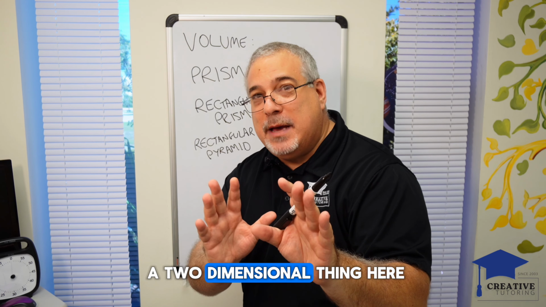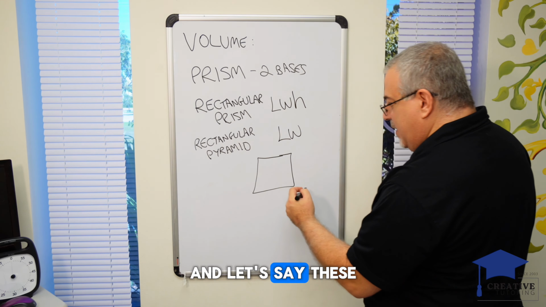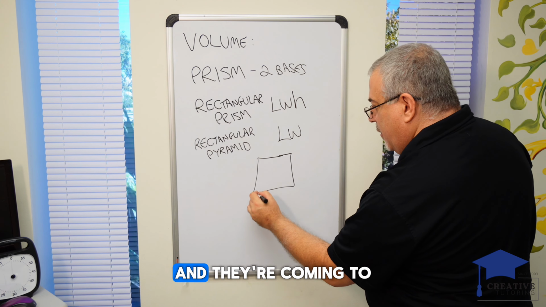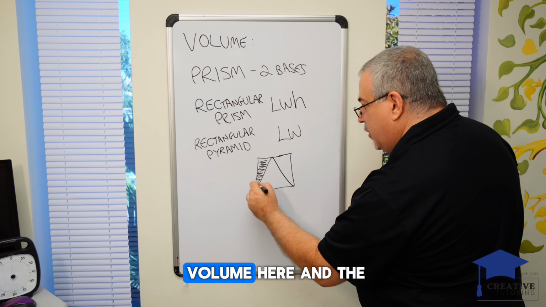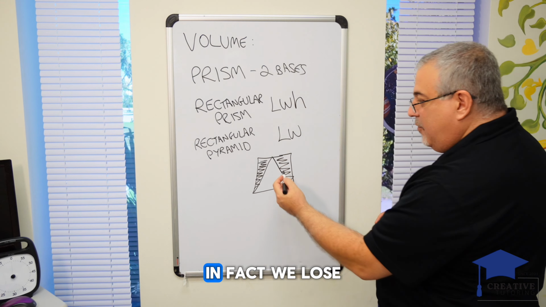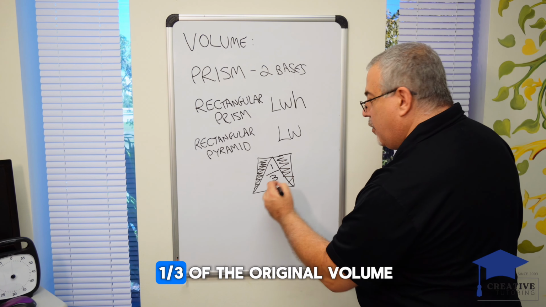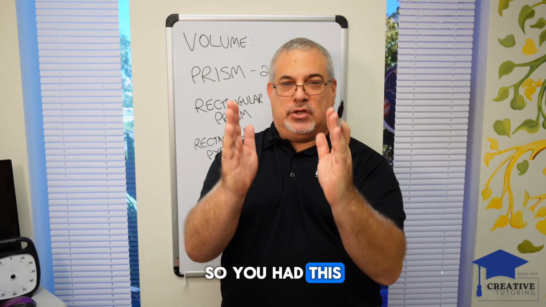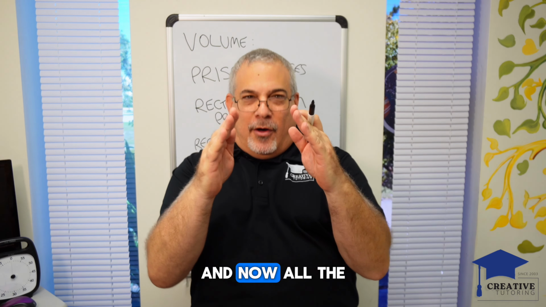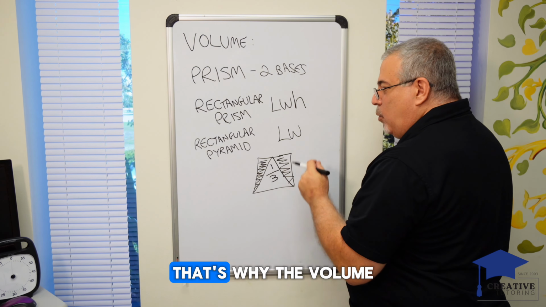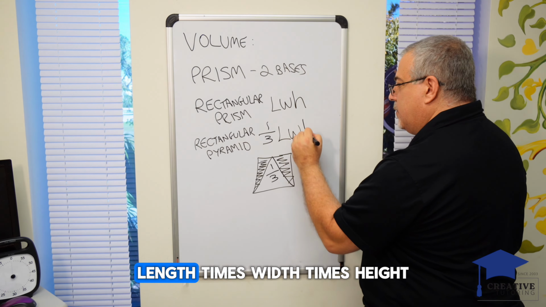Now I'm going to draw a two-dimensional thing here. Let's see if it gets the point across. Let's say this was a prism, and let's say these are sides that are caving in and they're coming to a point. Okay, so this is now your pyramid. Well, we lose the volume here and the volume here. In fact, we lose 2/3 of the volume, and this is only 1/3 of the original volume. So you had this straight box of a prism where the height just went straight up like this, and now all the heights are caving into a point. That's why the volume of a pyramid is 1/3 length times width times height.